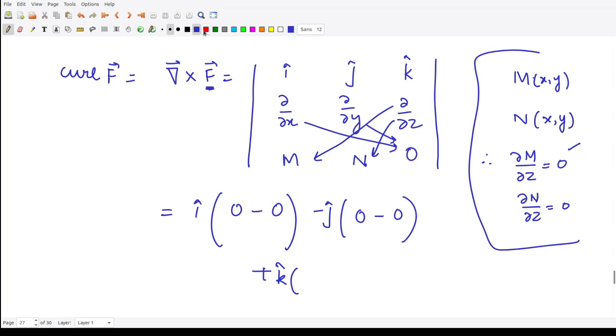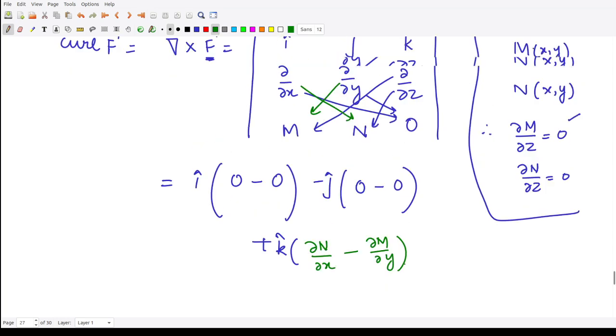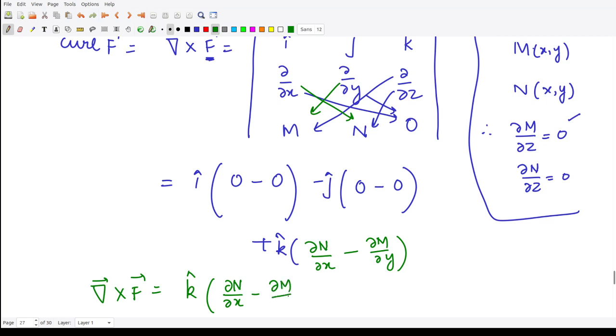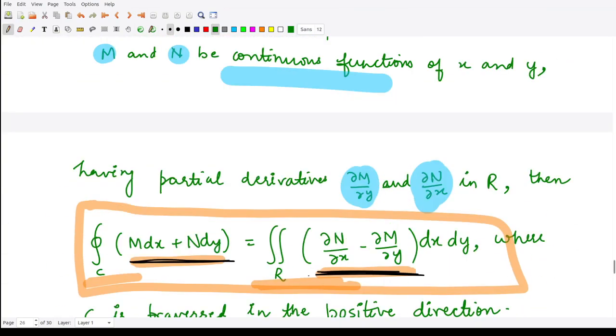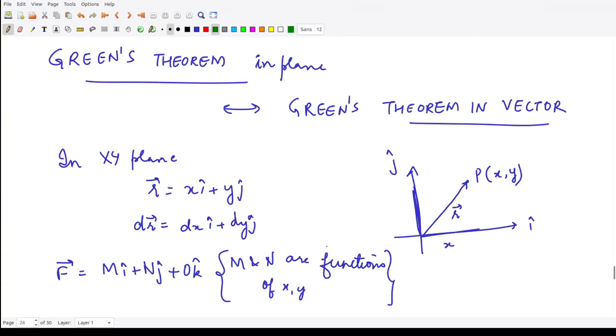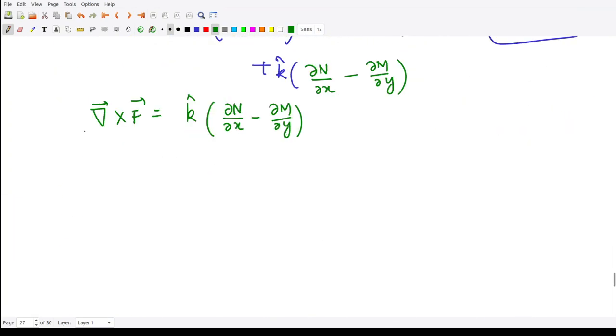For k cap, we have this quantity, the partial derivative of n with respect to x, and then we have this quantity, the partial derivative of m with respect to y. So that means your curl of f. What is your curl of f? It is del cross vector f, that appears to be k cap times del n by del x minus del m by del y, this quantity. Now, because in our Green's theorem we have this term appearing here, we wanted to extract this term from here. So how can we extract this term from here?